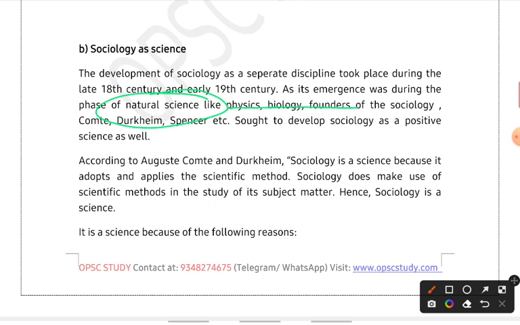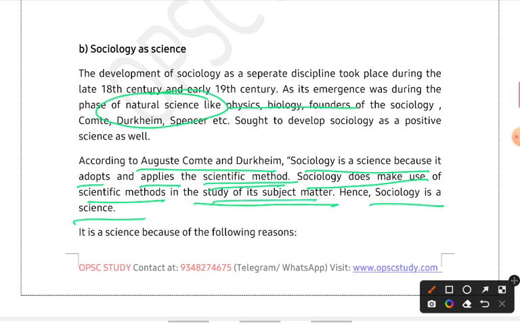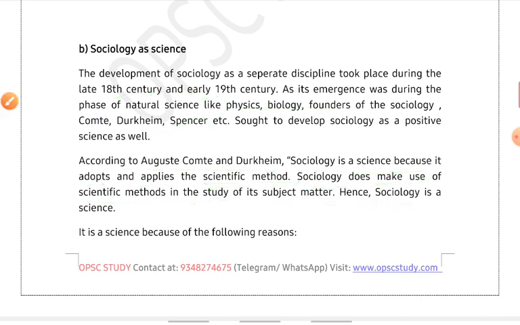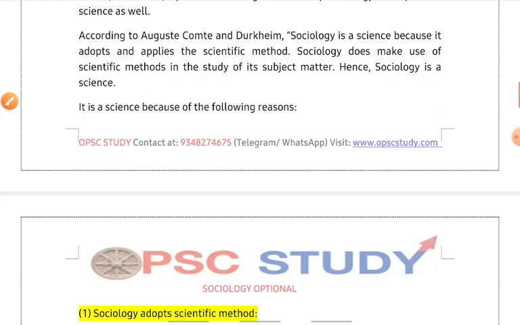So you will write a brief history of emergence of sociology, and then the second part: Auguste Comte and Durkheim are saying that sociology is a science because it adopts and applies the scientific method. Sociology does make use of the scientific method in the study of its subject matter, and sociology is a science. So it is brief, not so complicated. You can write a very simple definition of it, right?